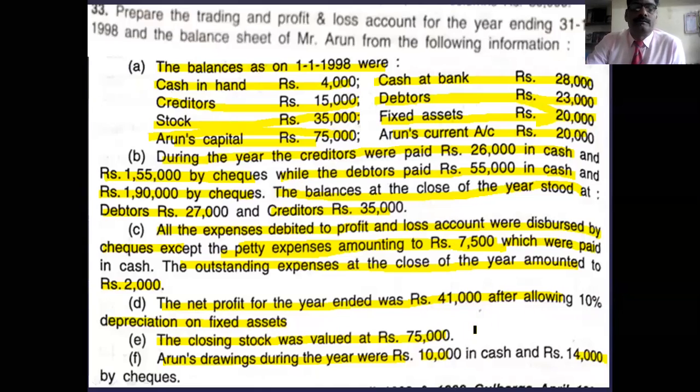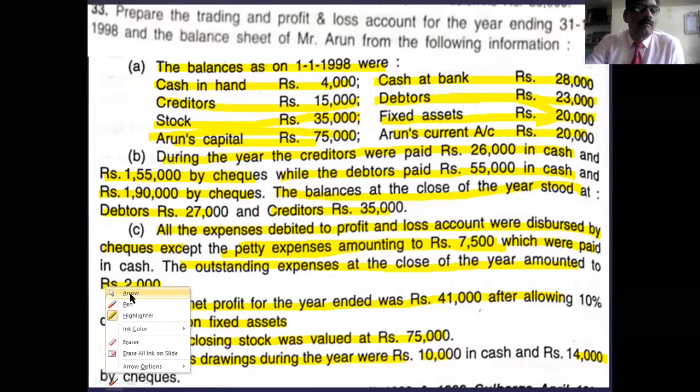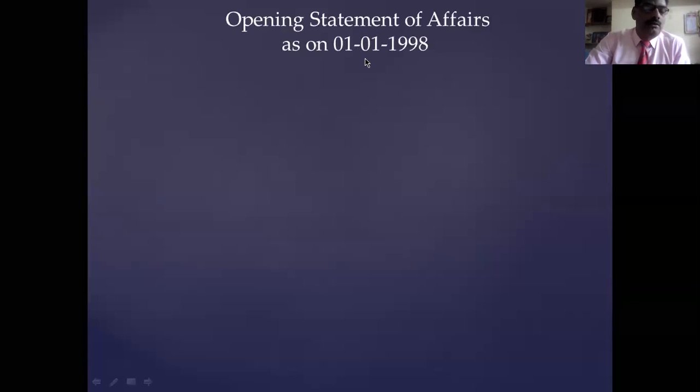And last is you have to solve the problem. Sorry, they asked to prepare P&L account and balance sheet at the top itself. Okay, now I prepare the statement of affairs. Statement of affairs I will prepare first. Example number 33. Okay, 33 is the example number. In the 33 example, first we prepare the statement of affairs.